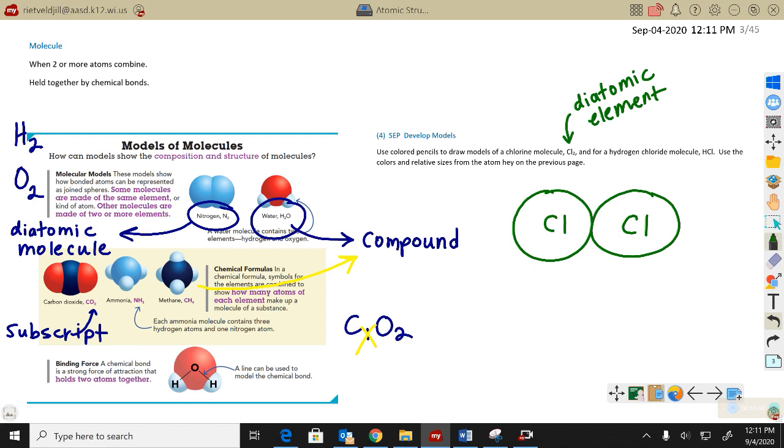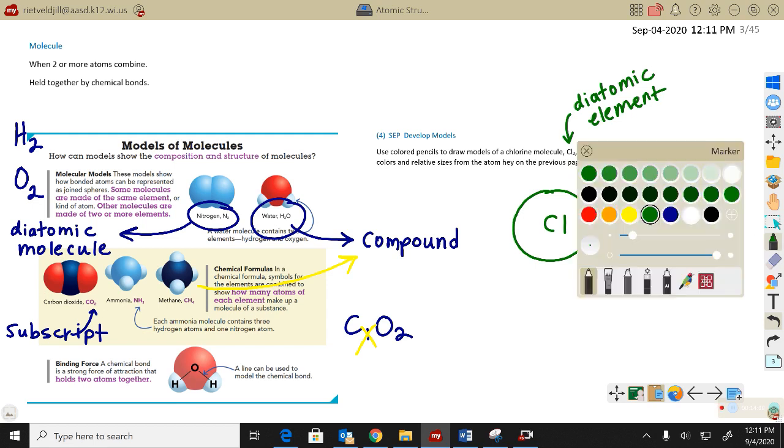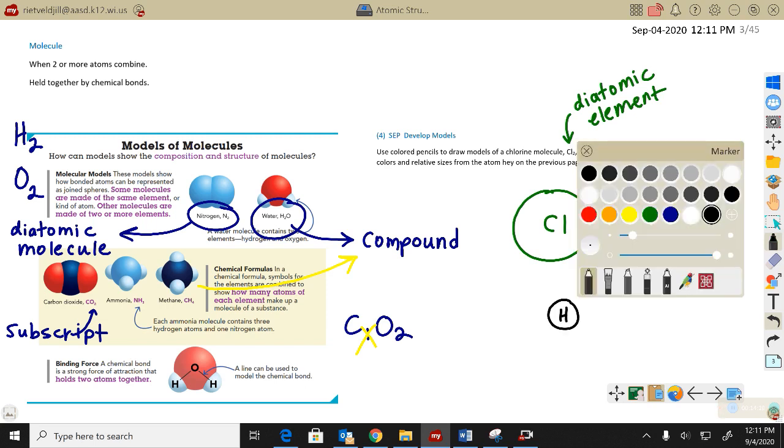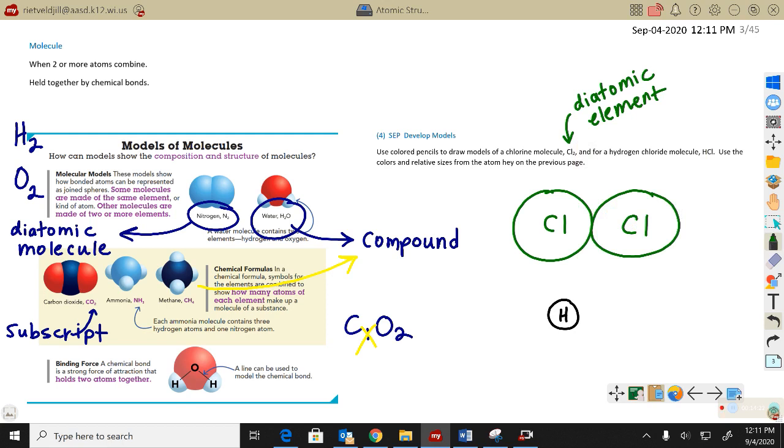For the hydrogen chloride, hydrogen was a small white atom, and because I'm not going to write white on white, maybe I'll do black. So I'll show a smaller hydrogen, and then I would bond that to a chlorine. I'll try to make the chlorine about the same size. That one looks a little bit bloated, but you get the point, right?